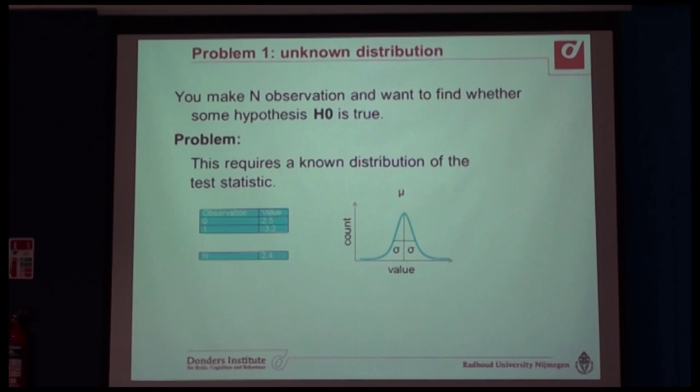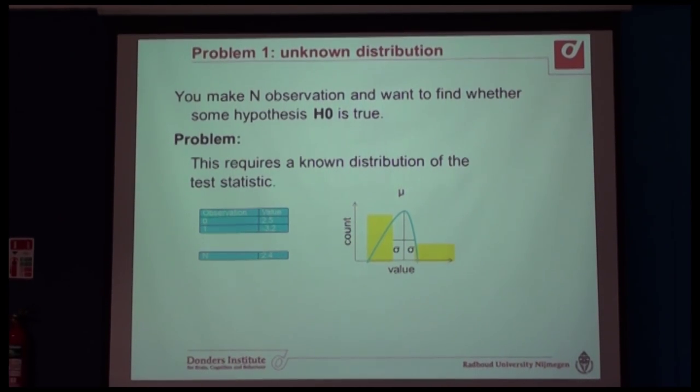OK, so there's a problem with this, and a problem pertaining to MEG data. And that is that it requires a known distribution of the test statistic. This is nice if our data is normally distributed, but quite a lot of the analysis that we're doing on the MEG data causes the numbers to be not normally distributed. Power is not normally distributed. Connectivity values are not normally distributed. So that means that the distribution of the data is not nicely known like this. It can, for example, be skewed towards one side.